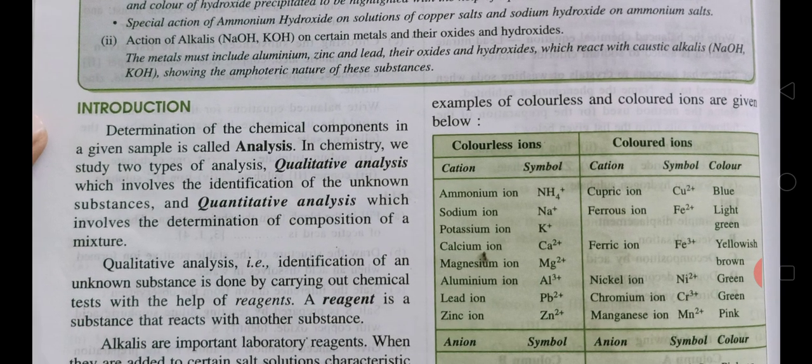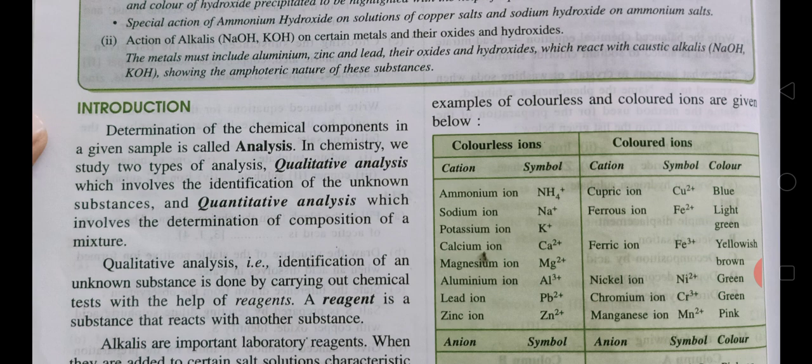Now introduction. Now children, determination of a chemical component in a given sample is called analysis. Basically we have to find out what are the components which are present in a compound, that is called analysis. Basically we are talking about the practical chemistry. In chemistry, study of two types of analysis is done. First is qualitative analysis, which involves the identification of the unknown substances, and the second is quantitative analysis, which involves the determination of composition of a mixture.